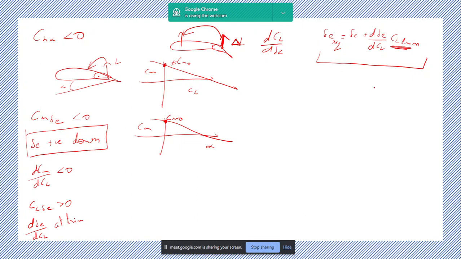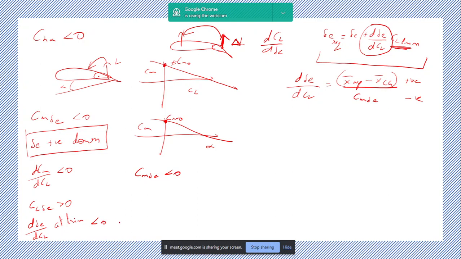So this quantity will be positive or negative. Do you remember this equation? What was the expansion? It is 0 at neutral point. You are right. X bar np minus x bar cg, divided by, what was the denominator? Cm delta E. Now this is positive for a stable aircraft. What about Cm delta E? That's another quantity. Yes, Cm delta E is negative. So your d delta E by dCl at trim is negative. Right? Okay. Then let's do the other hinge parameters for sake of completion. Ch delta E.